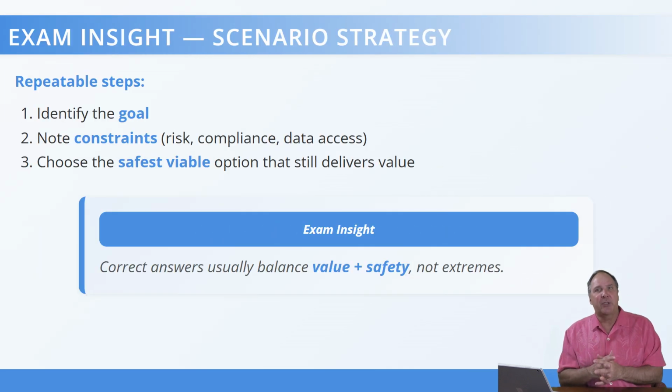Here's a repeatable strategy for scenario questions. Step 1, identify the goal. What is the business actually trying to achieve? Step 2, note the constraints: risk, compliance, data access, timelines, things like that. Step 3, choose the safest viable option that still delivers value, that accomplishes the goal. Correct answers usually balance value and safety, not the extremes.